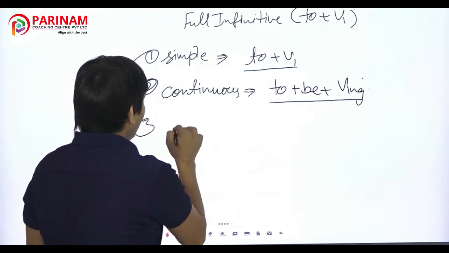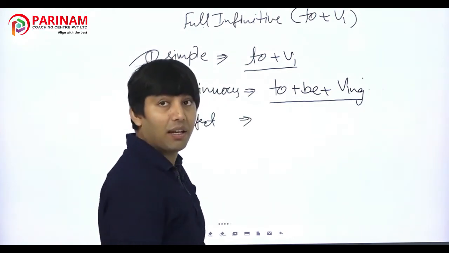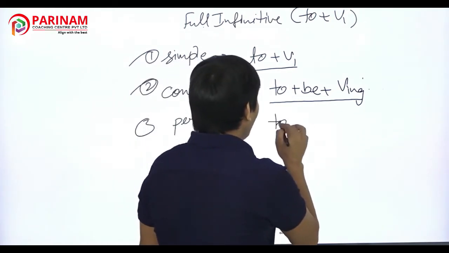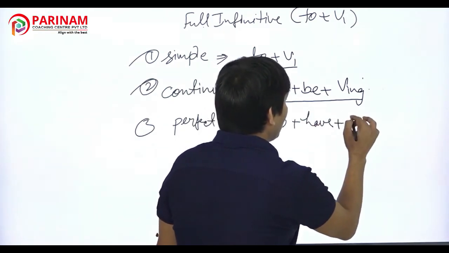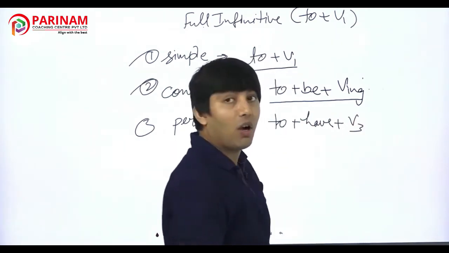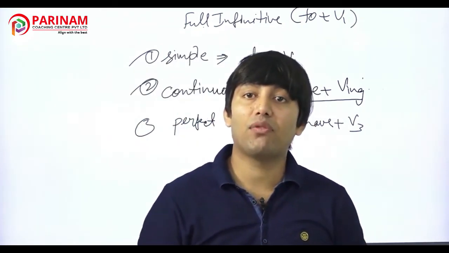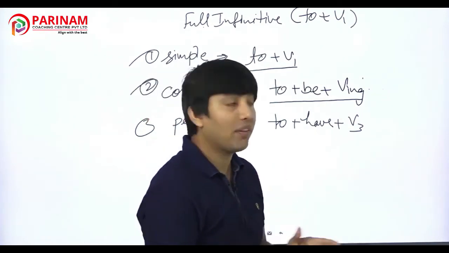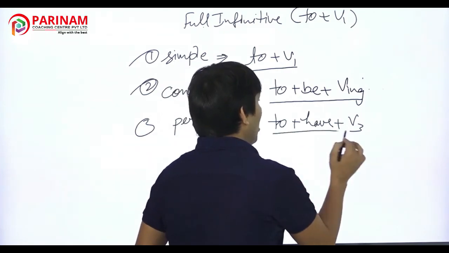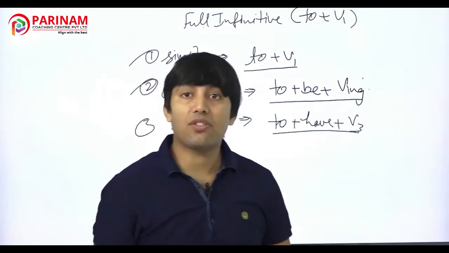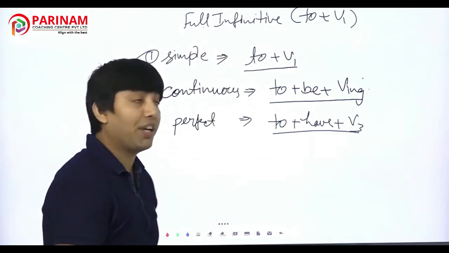The third type is perfect. It has perfect tense as well. Yes, and the perfect tense will be written this way: to plus have plus V3. When we call perfect tense, when we write third form of the verb after the forms of have. So I have written have over here and then V3. So this we call the perfect tense of the full infinitive.